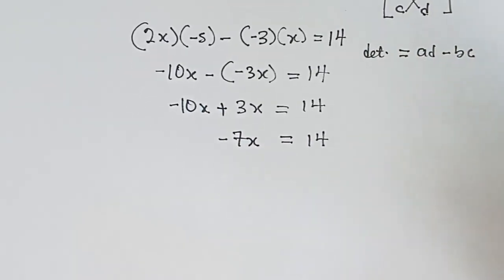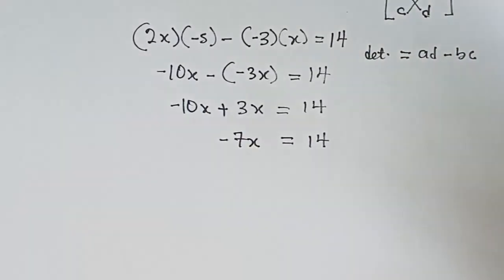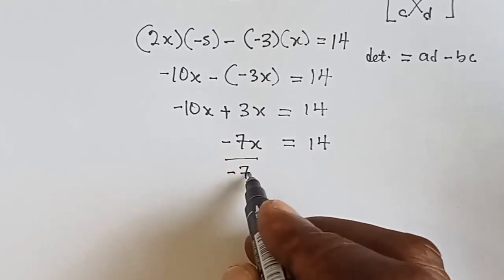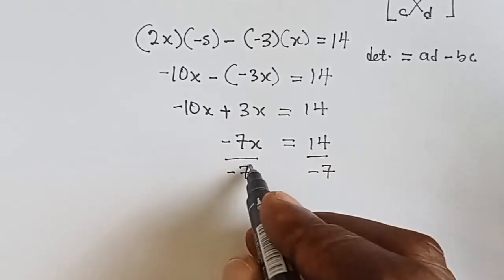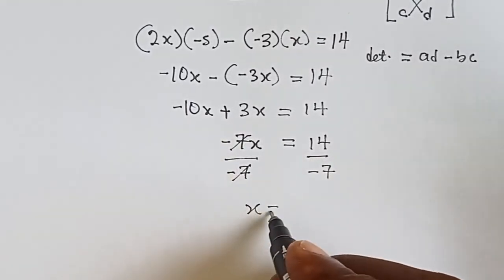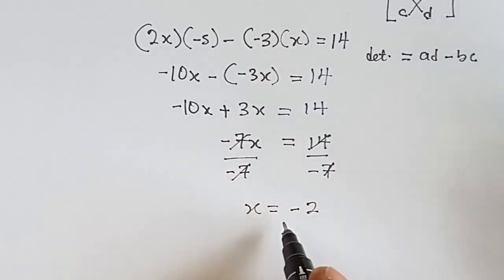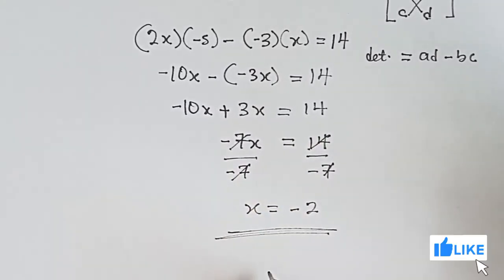So from here, we divide both sides by minus 7, that's the coefficient of x. We divide this by minus 7 and we divide this by minus 7. And then, of course, x equals, 7 in 14 is 2, so the value of x is minus 2. Our x is equal to minus 2.